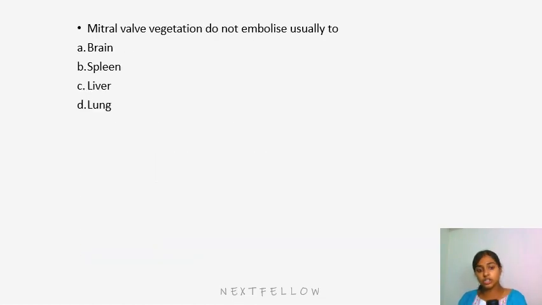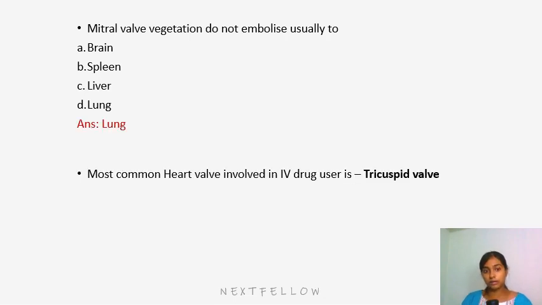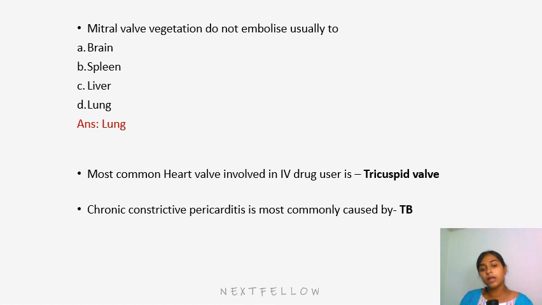So mitral valve vegetation do not embolize to. This is a common question. Okay, mitral valve vegetation do not usually embolize to the lung. So the mitral valve is on the left side of the heart. So the vegetation over the mitral valve cannot go back to the lung. So the answer is lung. So the most common heart valve involved in IV drug abusers is the tricuspid valve. Okay. And chronic constrictive pericarditis is most commonly caused by TB.